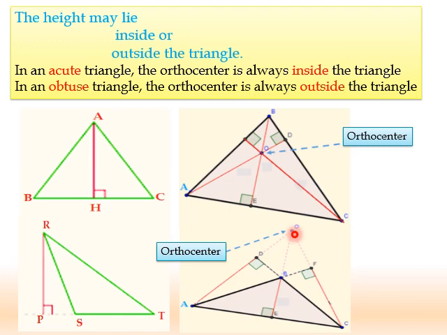Okay, please keep in your mind, when we talk about median, I told you that whatever the type of triangle is, the median is also found inside the triangle, is always found inside the triangle. But the height may be found inside the triangle if the triangle is acute, and outside the triangle if the triangle is obtuse.